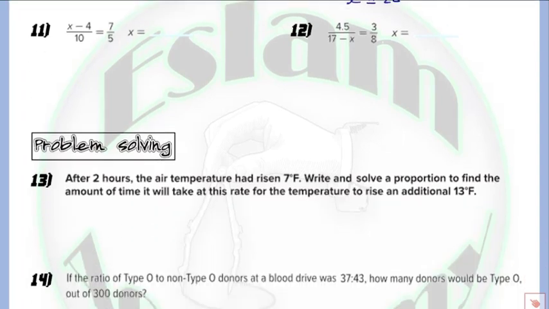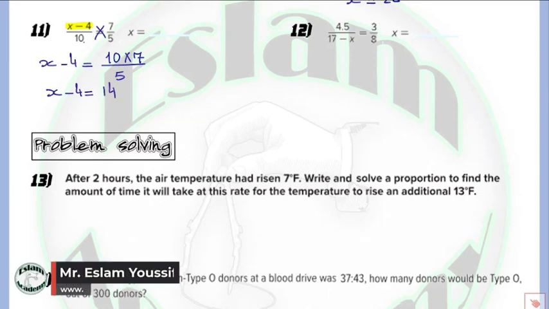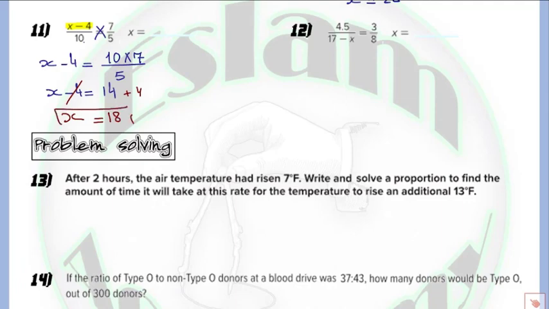Again, in question number 11, we have x minus 4 over 10 equal to 7 over 5. We need to find the value of x. Since we have x minus 4 here, just write it without any change. x minus 4 is equal to, by using cross multiplication, the number opposite to x minus 4 written down, and the two numbers opposite to each other written up, 10 multiplied by 7. By simplifying, you will find that x minus 4 equals 14. Now by adding 4, you will find that the answer is 18. The value of x is 18.